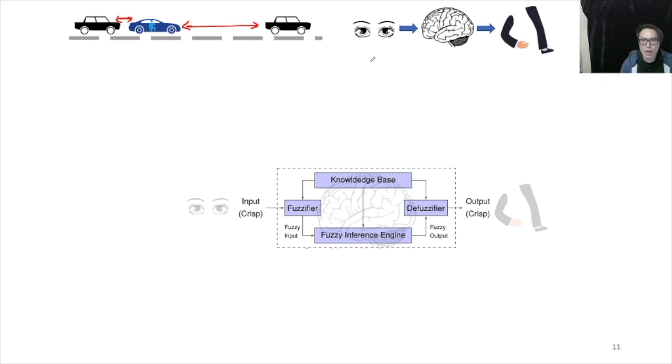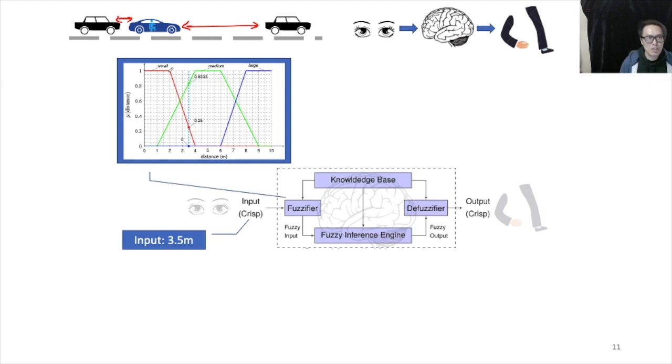Now, if I replace our brain with this fuzzy inference system, I will do exactly the same using a sensor, for example, to estimate the distance. Say the input is 3.5 meters. What I do is pass this information into the fuzzifier. The fuzzifier translates this number into the fuzzy input for the fuzzy inference engine.